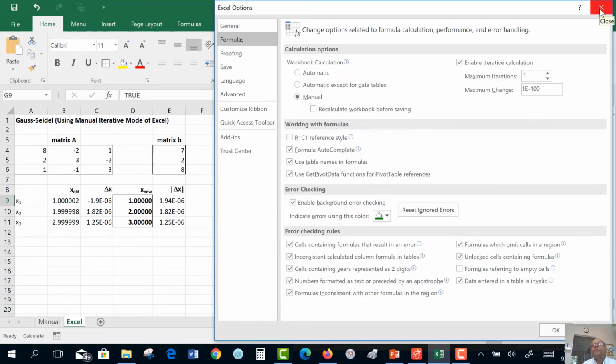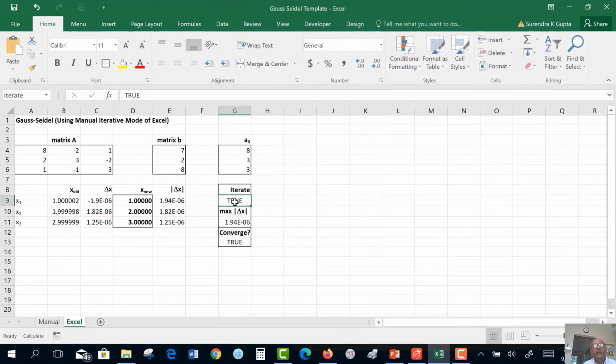Okay, we can check this. Let's suppose we set this to 5 iterations. All right, we do this resetting, false. So we are at the beginning of the iteration, F9 to recalculate in the false mode, and then set it to true. And as soon as I press F9, it'll actually do 5 iterations.